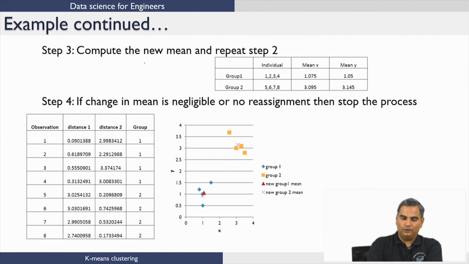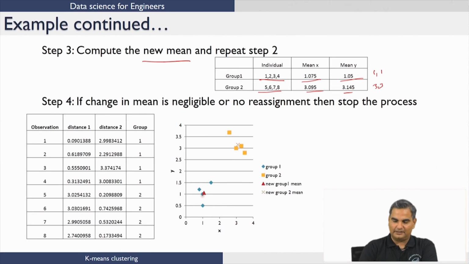So, we compute the new mean, and because group 1 has points 1 2 3 4, we do a mean of those points, and the x is 1.075 and y is 1.05. Similarly, for group 2 we do the mean of the data points 5 6 7 8, and you will see the mean here. So, notice how from 1 1 and 3 3 the mean has been updated. In this case, because we chose a very simple example, the updation is only slight. So, these points move a little bit.